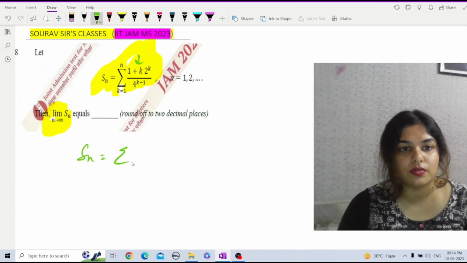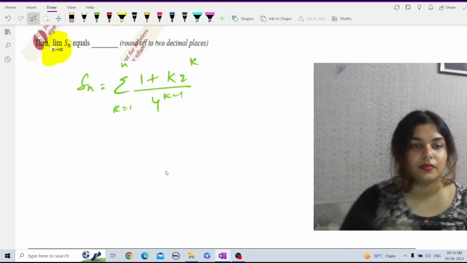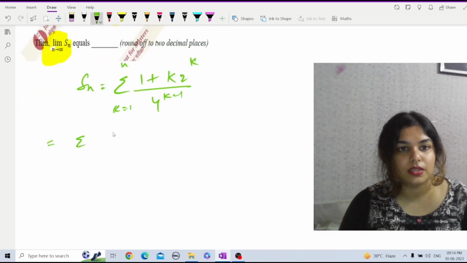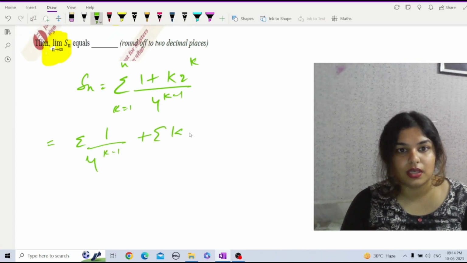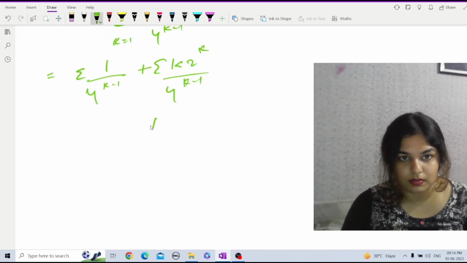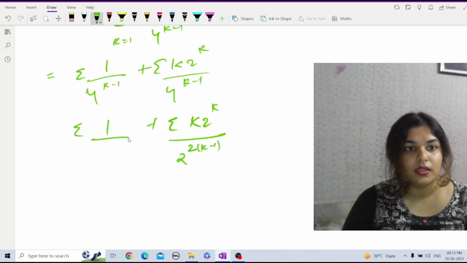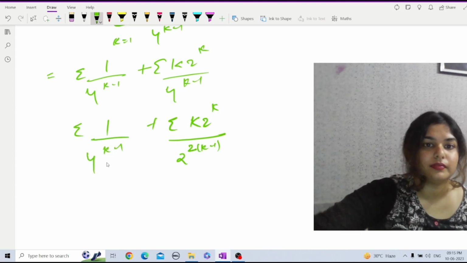S_n is equal to the summation from k equals 1 to n of (1 plus k to the power k) by (4^k minus 1). Now let us write it down in the following way. This is equal to summation of 1 by (4^k minus 1) plus summation of k to the power k by (4^k minus 1). Now we can write 4 as 2 squared, so the second summation is k to the power k by (2^2)^k minus 1.